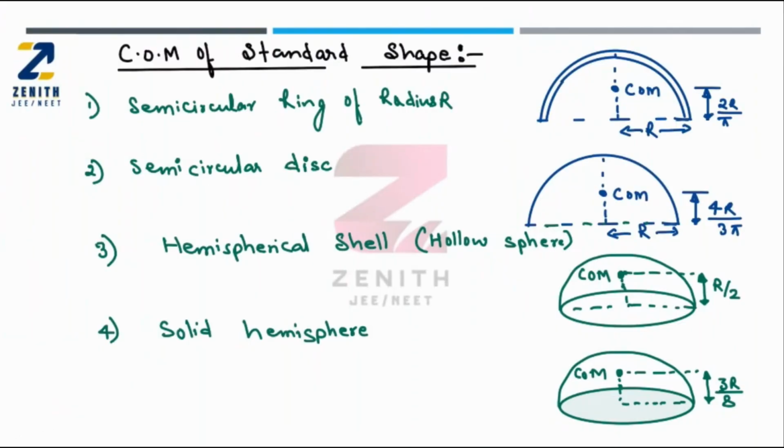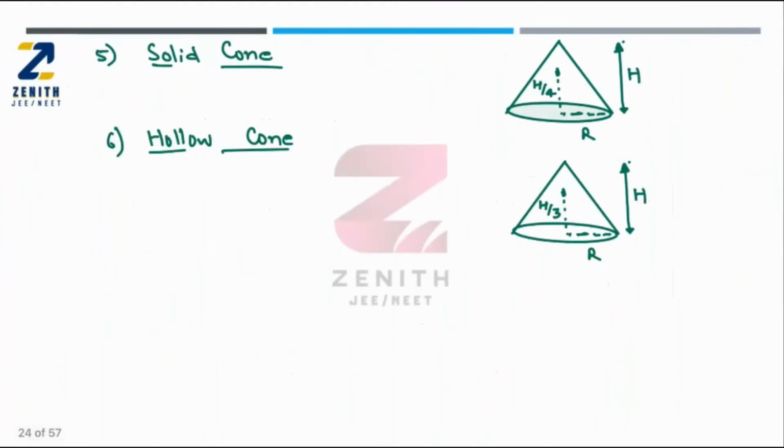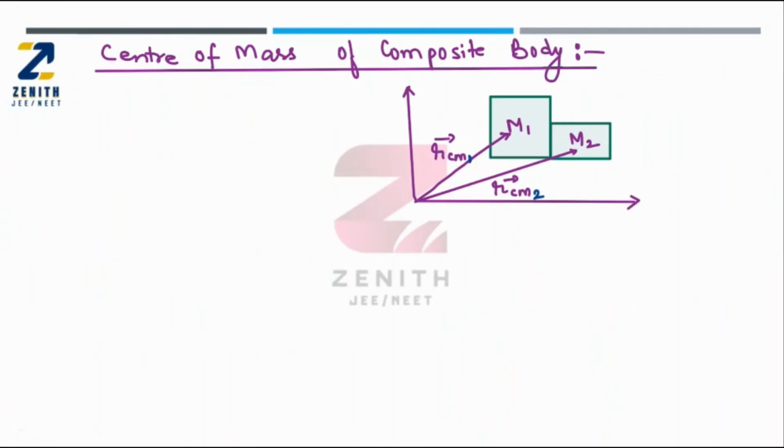Fine. So I have talked about how to calculate the center of mass in the case of point masses, and when the mass is distributed. Now I am talking about when more than one body are attached. That means how to calculate the center of mass for a composite body. So let us suppose this is one body having a mass m1 and this is another body of mass m2. Now I want to calculate the center of mass for this composite body.